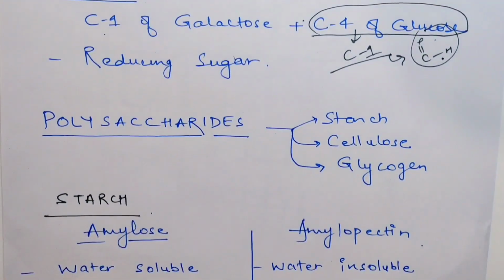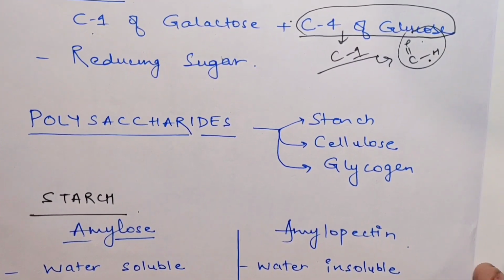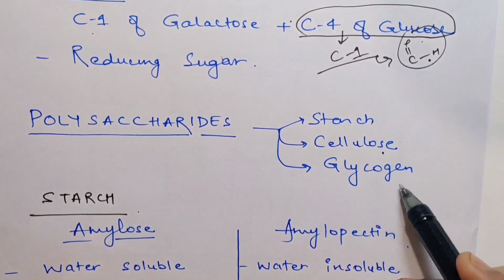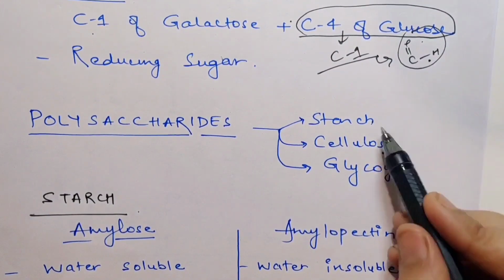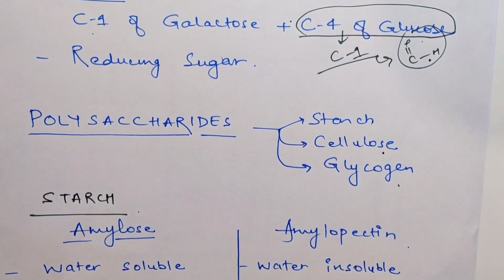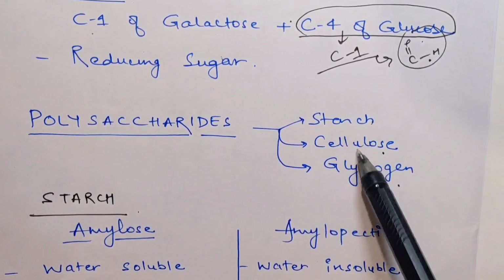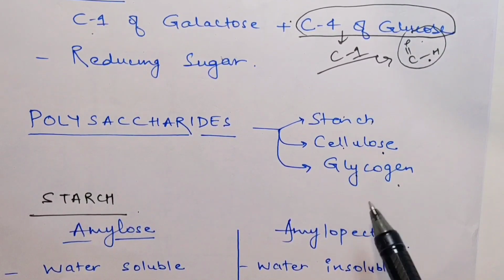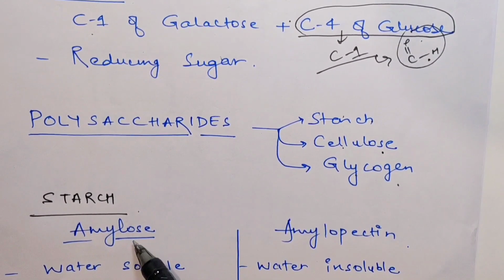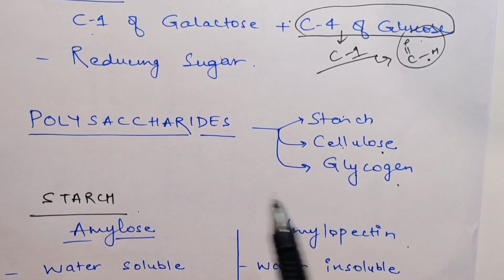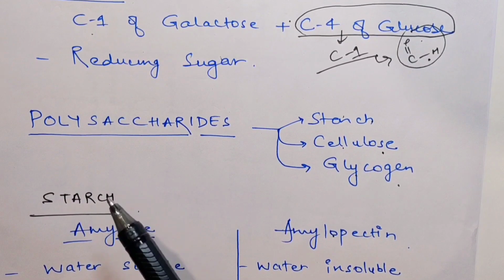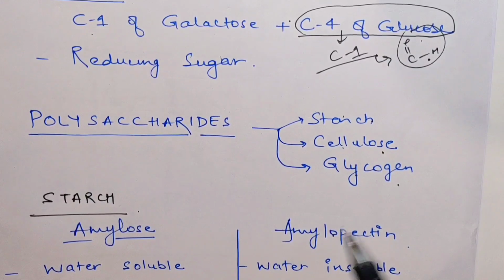Moving on to the polysaccharides. We have three polysaccharides: starch, cellulose, glycogen. In this part, polysaccharides, what is most commonly asked is differences. Differences between these three or any two of them, or differences between amylose and amylopectin, which are the constituents of starch. So let's start with starch, their components.